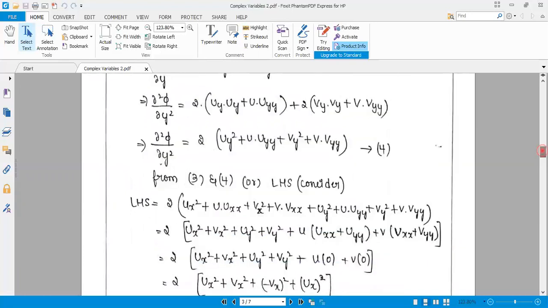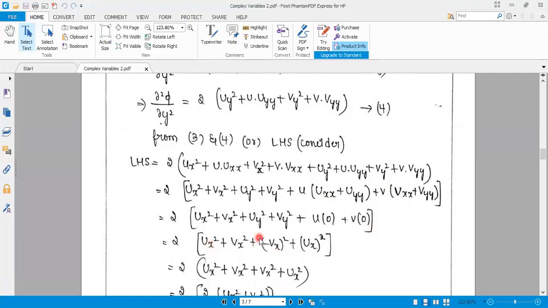Now we are adding equations 3 and 4 by taking 2 as common factor. So this will be ux² plus vx² plus uy² plus vy². And here u is common from these two terms, so you can write it as uxx plus uyy. From these two terms, take v common, so we can say vxx plus vyy. We know by data that u is harmonic, hence we can write this term as 0. Similarly, since v is harmonic, this term is 0. So both the terms vanish.